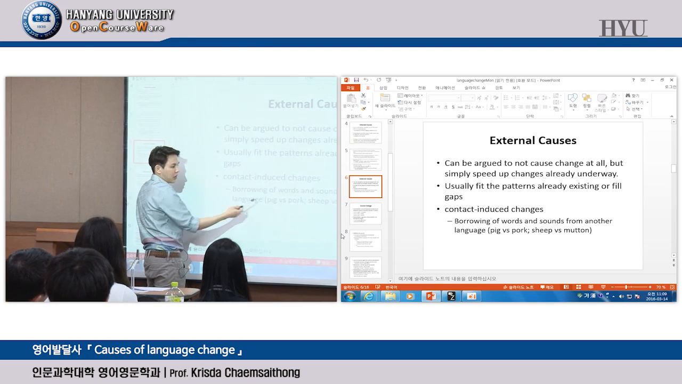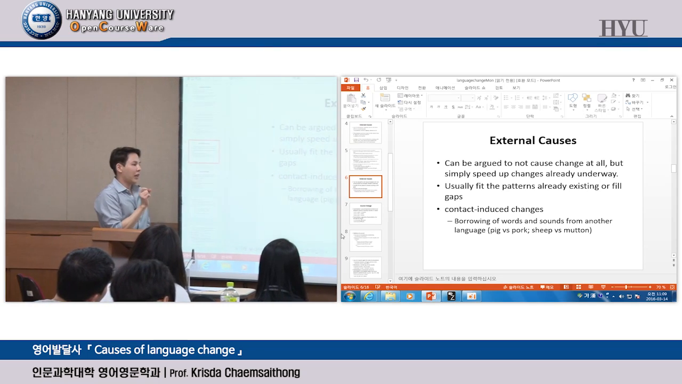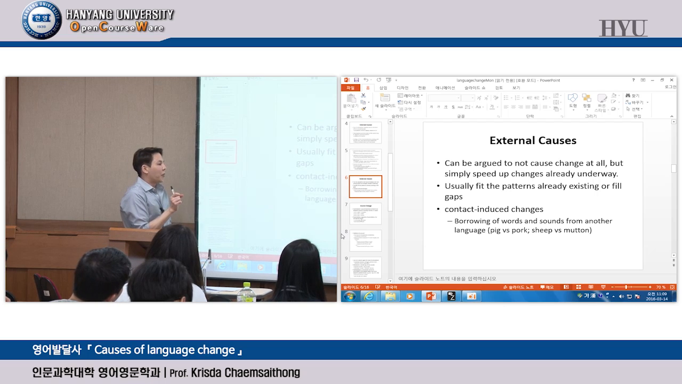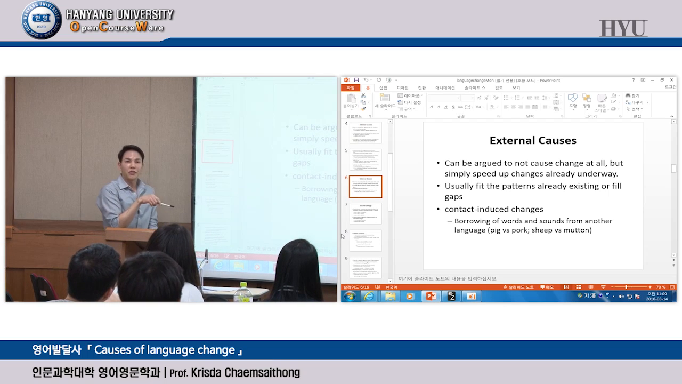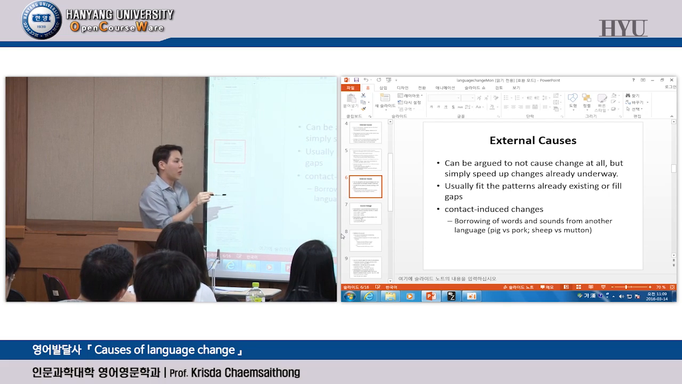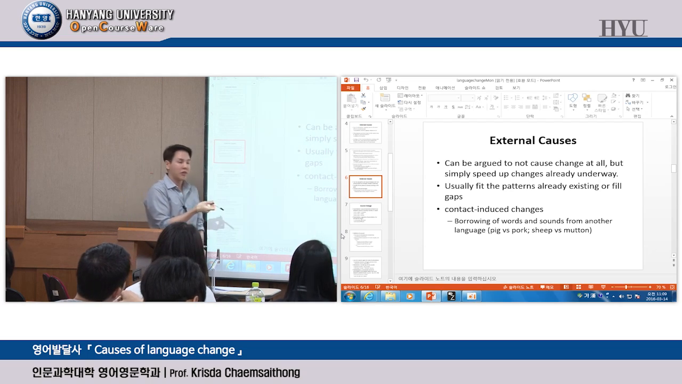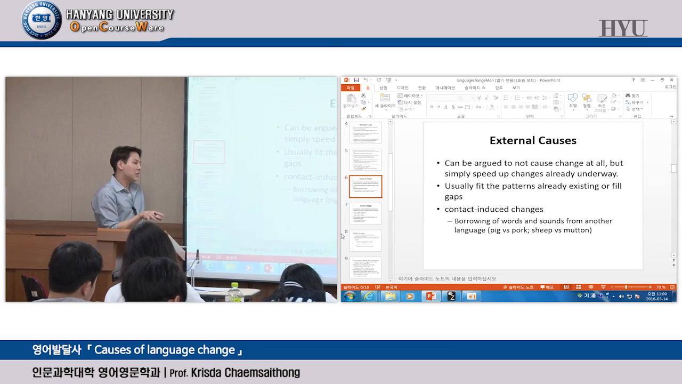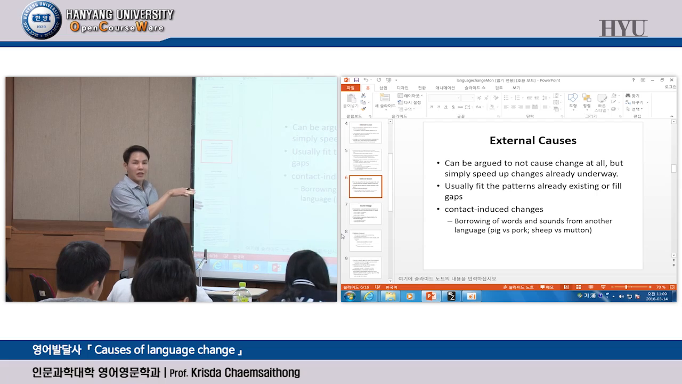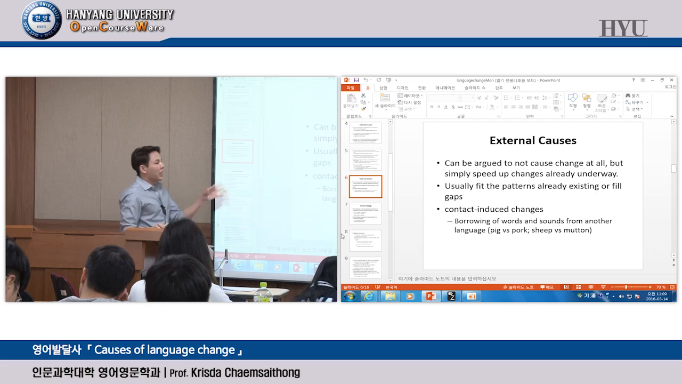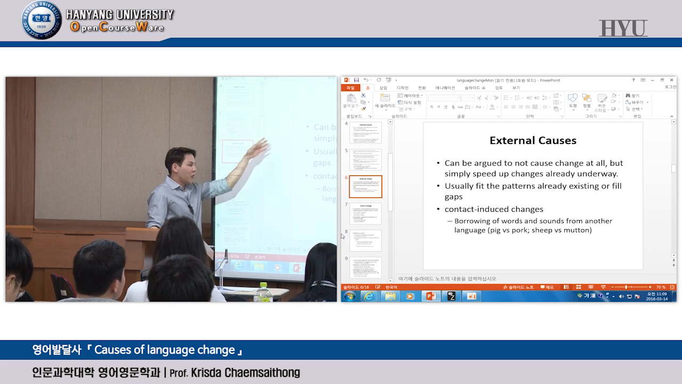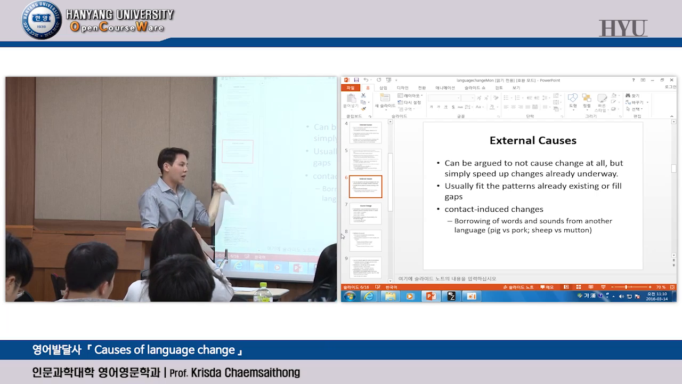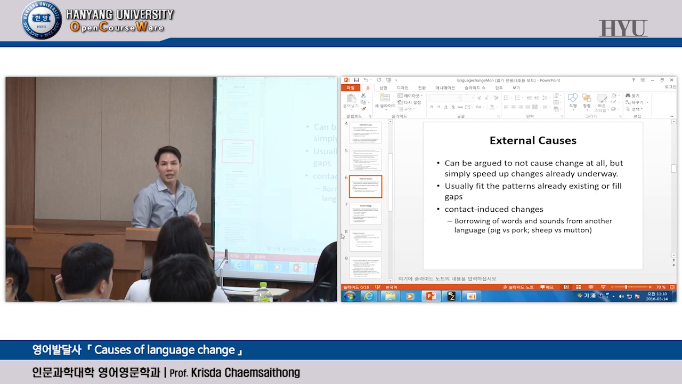For example, pig is an English term, right? We call the animal pig. But we use the term pork to refer to the meat of that animal. Pork is not English. Pork is French, right? Norman French. Sheep is English, basic native English term, but mutton is French also, right? Were it not for contact, if it was not because of the contact between English and French, we would say pig meat or sheep meat, like that, right?